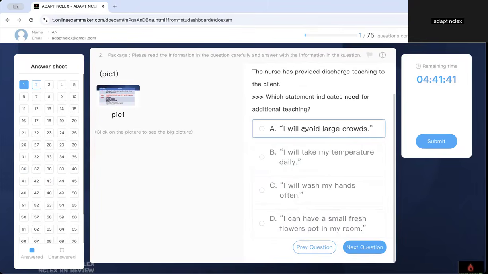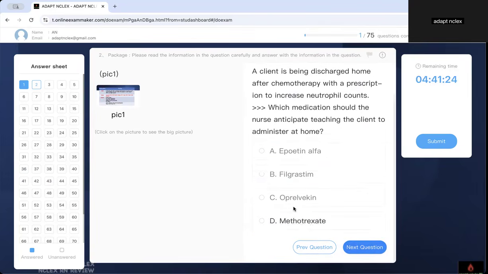Of course, if you're avoiding large crowds, that's good. Taking your temperature daily, you're watching for infection. I wash my hands often, that's good. You shouldn't have anything associated with fresh. That's the thing. Whatever it is, I see fresh, I'm picking it.